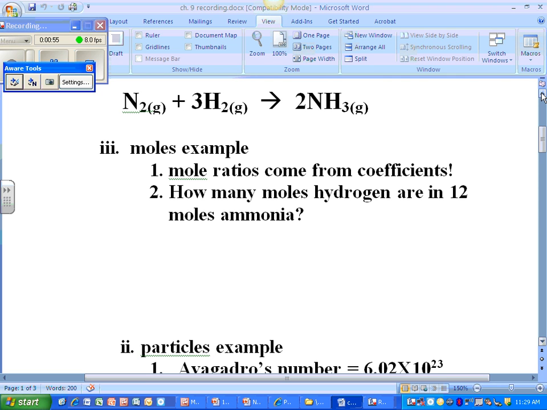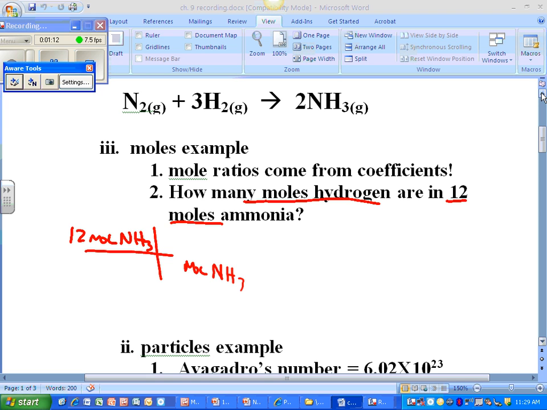But in this problem, what we're going to see is how many moles of hydrogen are in 12 moles of ammonia. Well, I'm going to start with the label of 12 moles of ammonia, NH3, and I'm going to convert it into moles of hydrogen. I really don't care how many moles of nitrogen are needed in this problem. I'm just looking at, okay, from an ammonia to hydrogen standpoint, what is my ratio? Well, that's what these coefficients really stand for. Every 2 moles of ammonia will be produced by 3 moles of hydrogen. Okay, so it's just a 3-to-2 ratio.